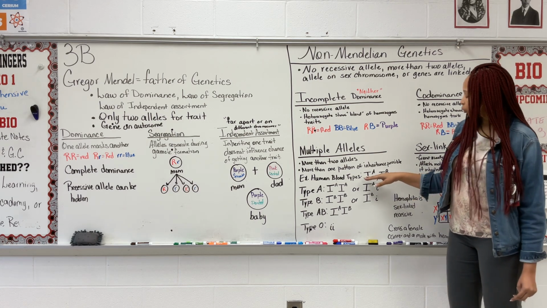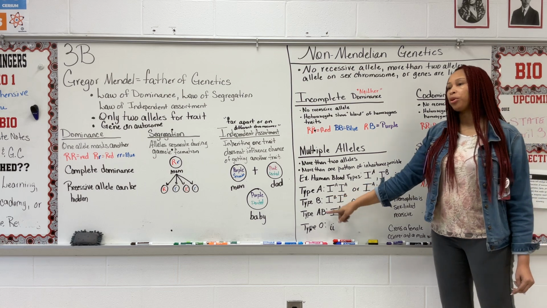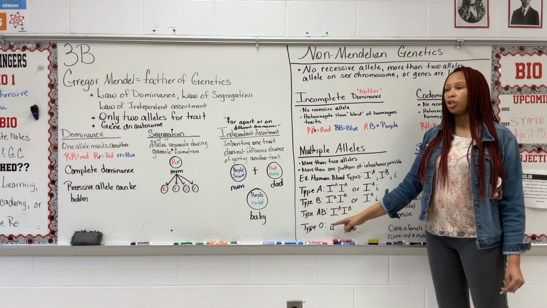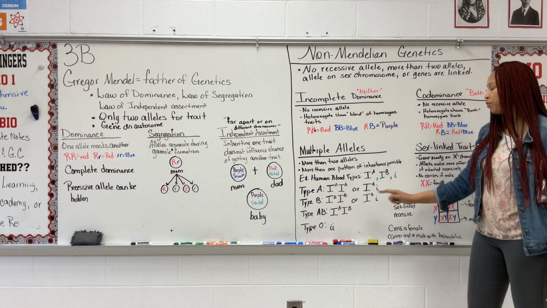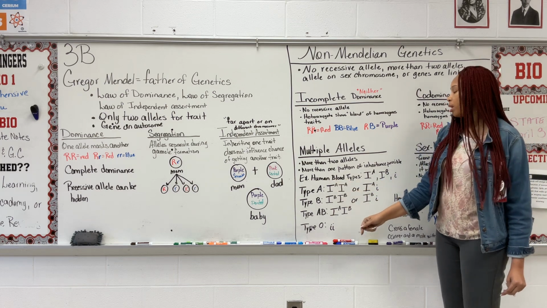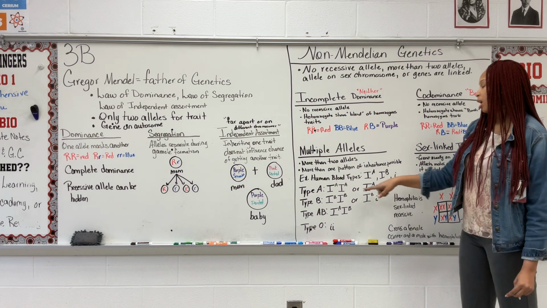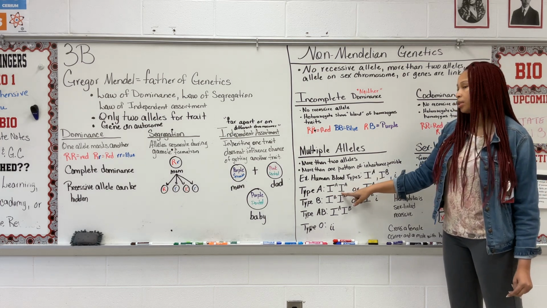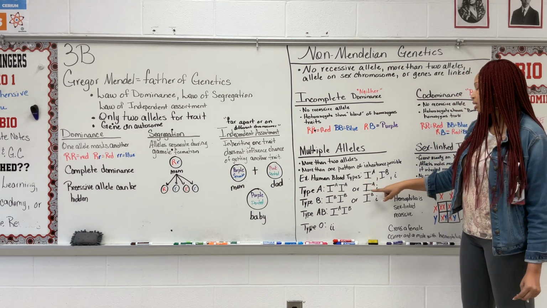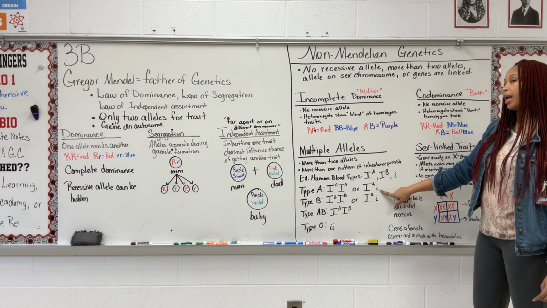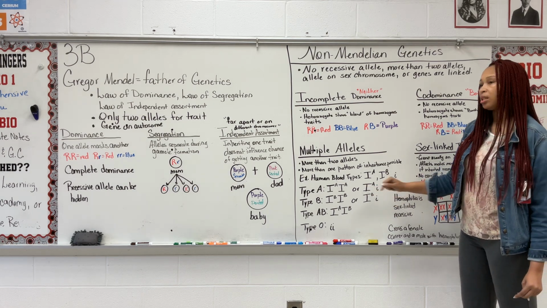So with those three alleles, that also gives me four different blood types. So now I have four phenotypes instead of three. Type A, I can be homozygous or heterozygous. If I have two A alleles, I'm homozygous for A. But if I have an A allele and an O allele, I'm heterozygous for A because O is recessive to A.